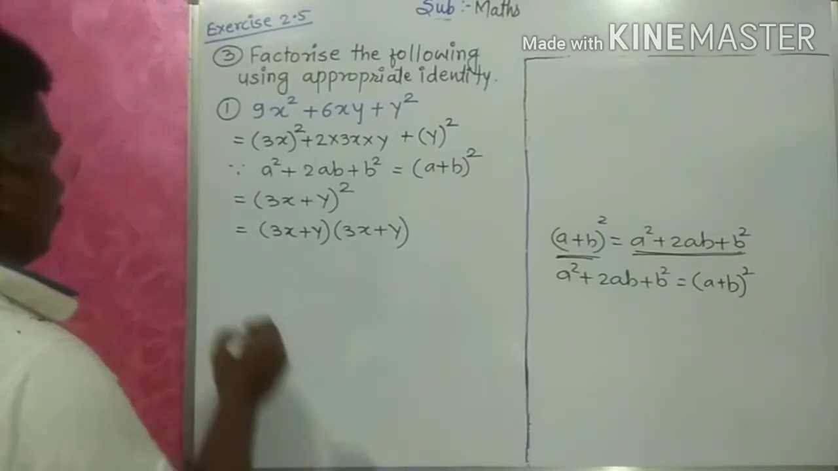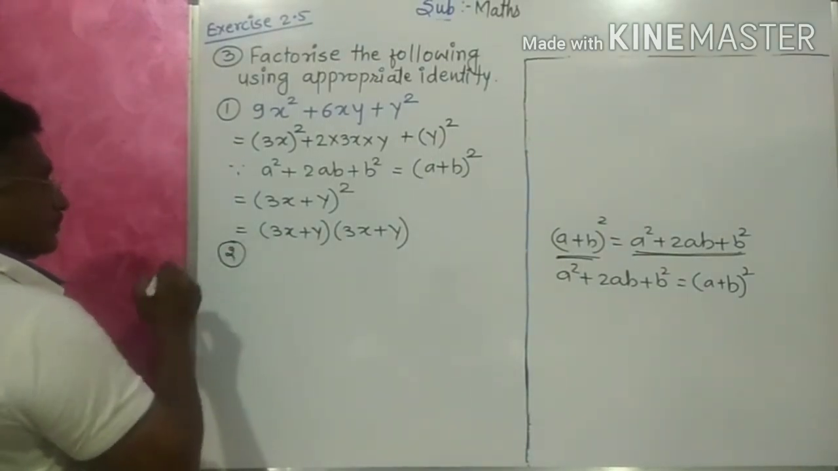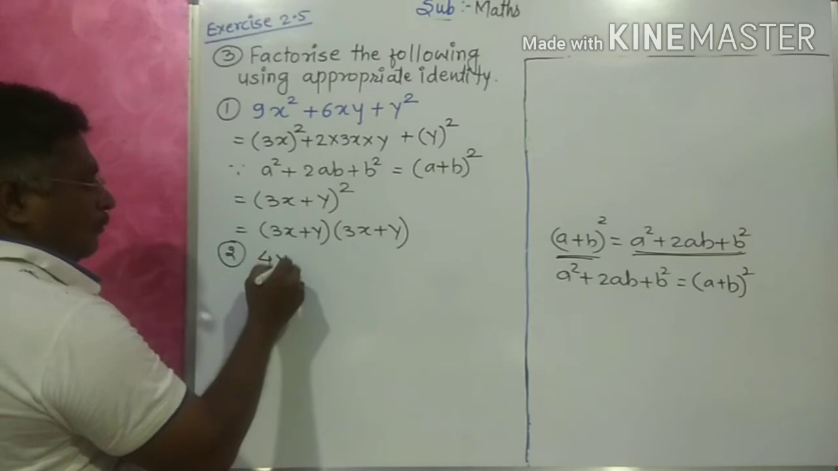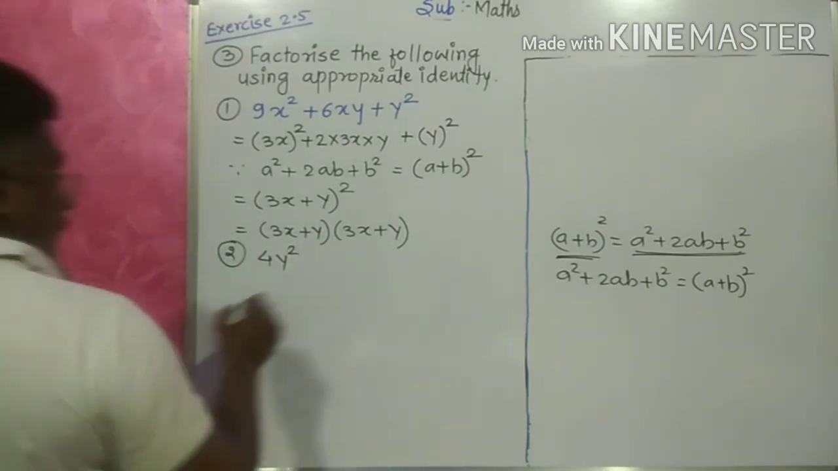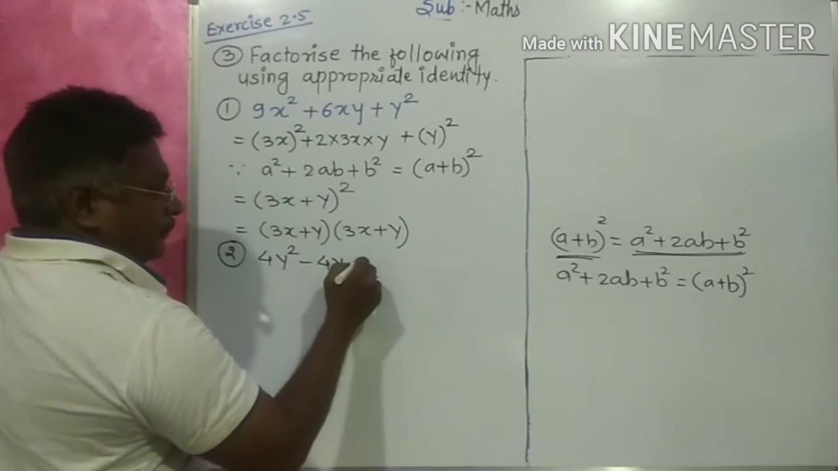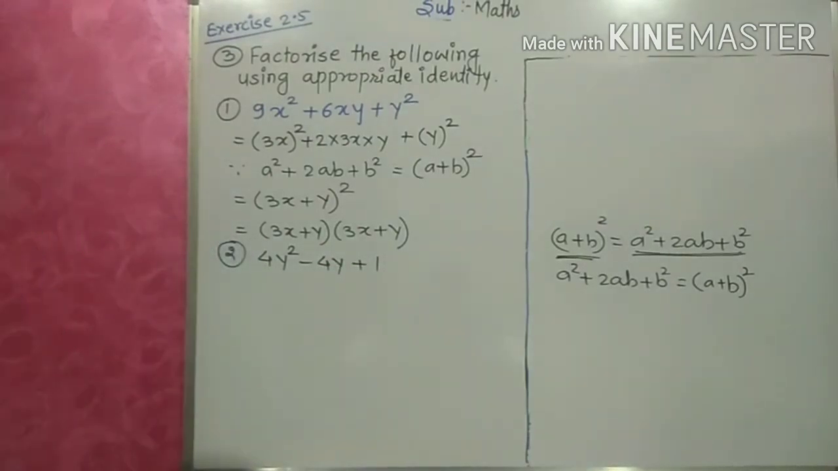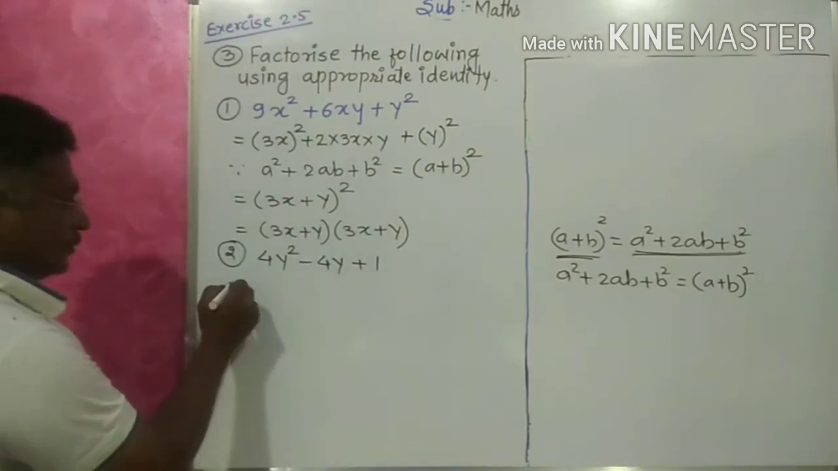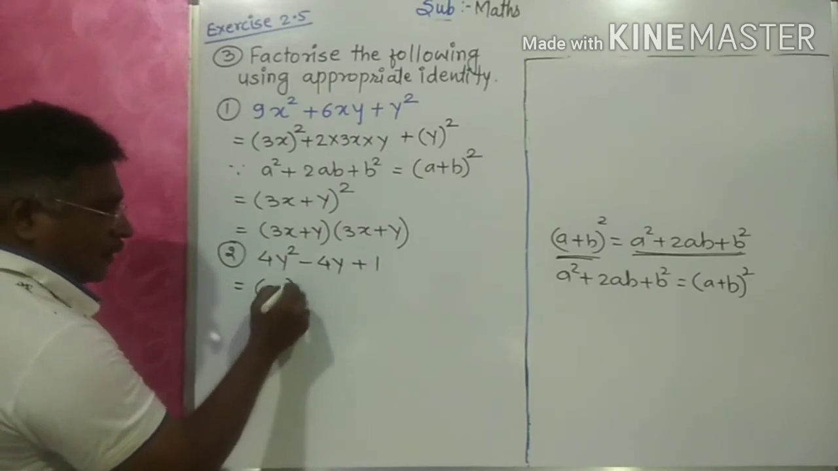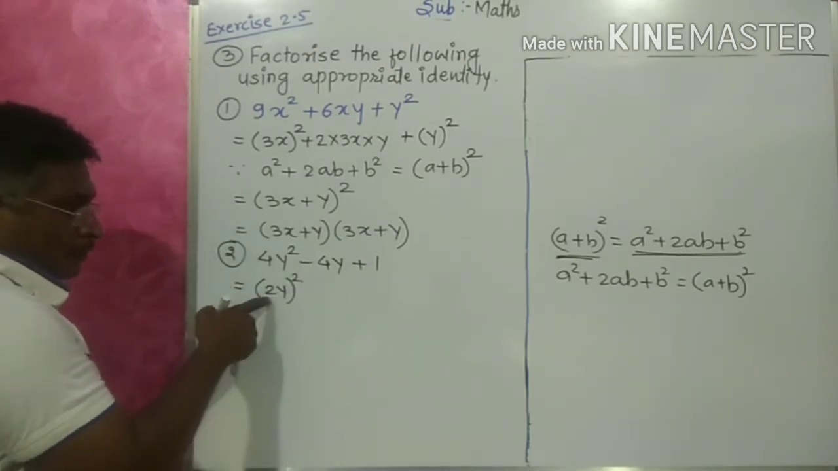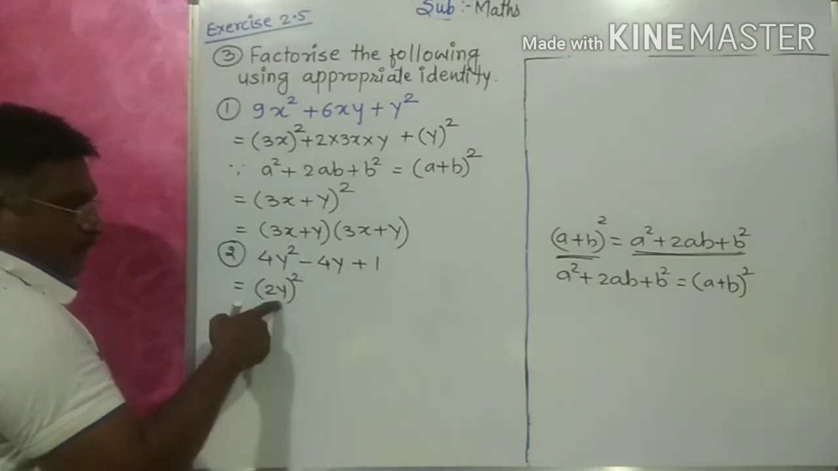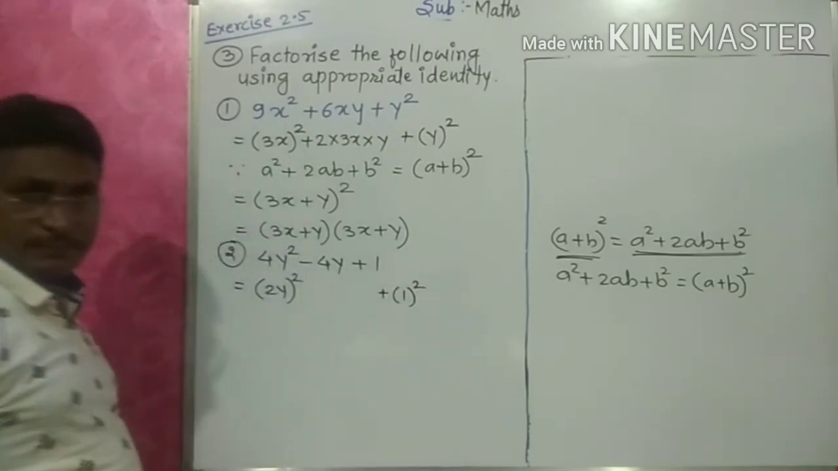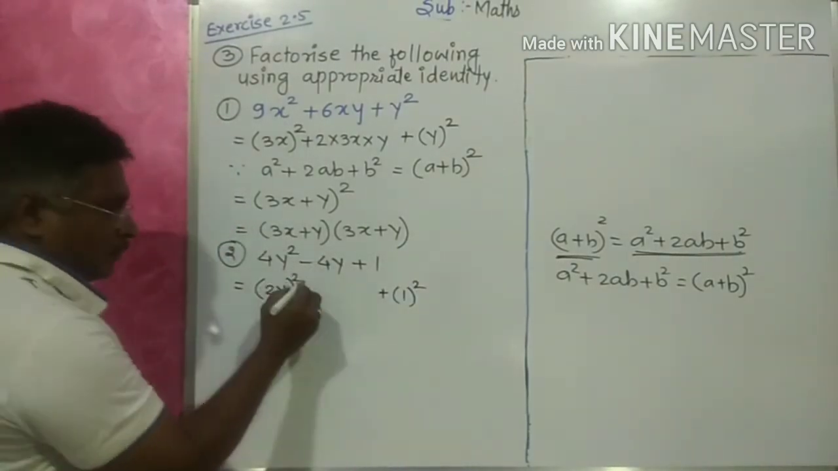Okay students, now we will go to the second question. What is the second question? 4y square minus 4y plus 1. The first and last terms are perfect squares. So we write (2y) whole square, the square root of 4 is 2 and the square root of y square is y, and the last term is (1) whole square. Now the middle sign is minus, so what will come?